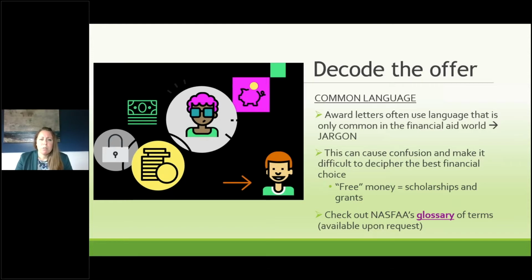One good resource is NASFAA, the National Association of Student Financial Aid Administrators. NASFAA has a lot of free pamphlets and information out there for financial aid administrators as well as students and families. They have a glossary of terms that you can Google, find, print out, and use with students. If you can't find it, just let our office know. I'll have our contact information at the end of the presentation, and we can get you in touch with that information too.